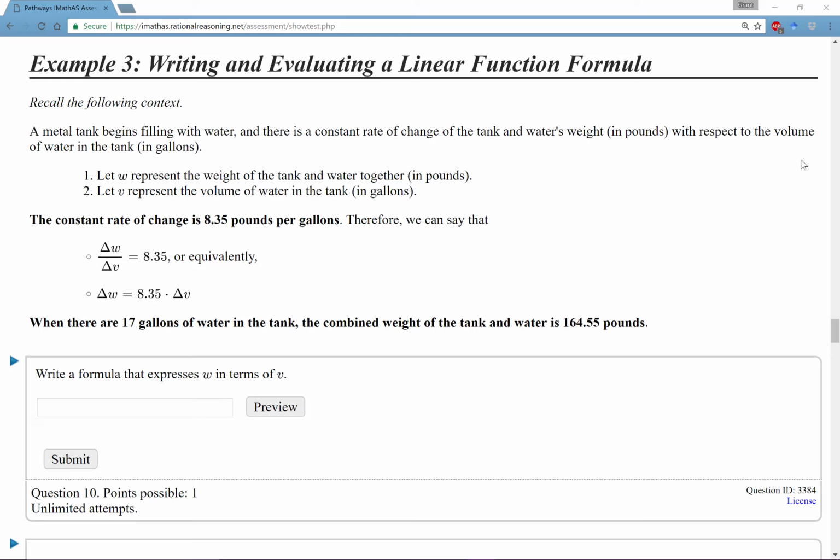Let's look at the following example. A metal tank begins filling with water, and there is a constant rate of change of the tank and water's weight in pounds with respect to the volume of water in the tank. So we'll let W represent the weight of the tank and water together in pounds, and we'll let V represent the volume of water in the tank.